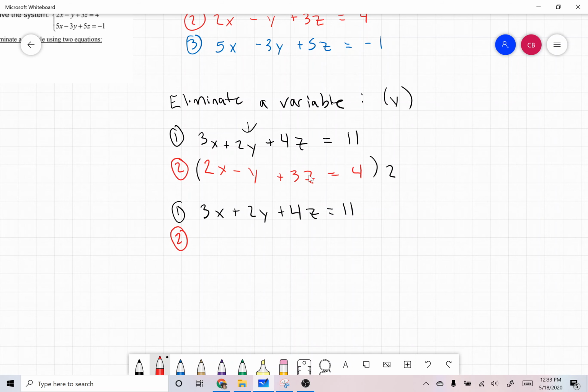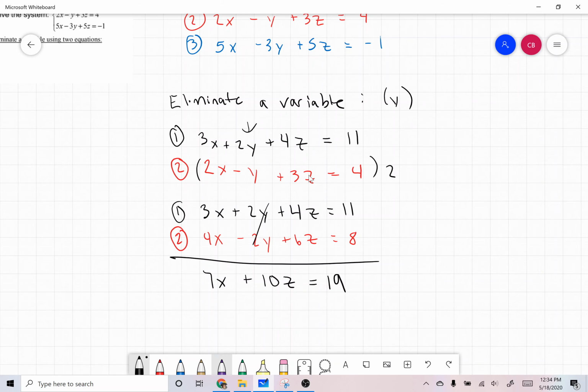2 times 2 is 4x. 2 times -1 is -2y. 2 times 3z is plus 6z, equal to 2 times 4, which is 8. We add this together. This is 7x. This is gone. This is plus 10z is equal to 19. Now, I'm going to label this one 4.